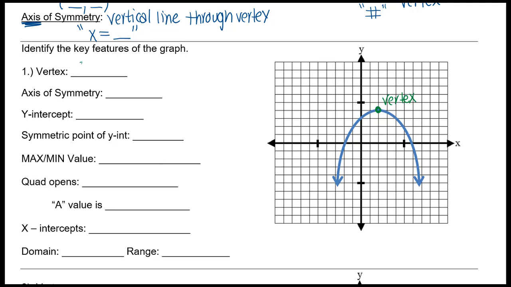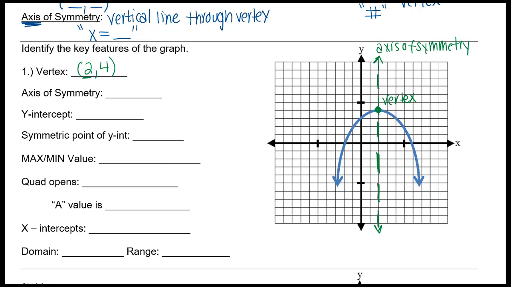So my x value is 2, that y value is 4. So my vertex, I'm writing it as 2, 4. Within that vertex, I have an axis of symmetry, a dotted line that reflects something from the left-hand side of that quadratic to the right-hand side. So I can create that dotted line straight up and down through that vertex. And this is called my axis of symmetry.